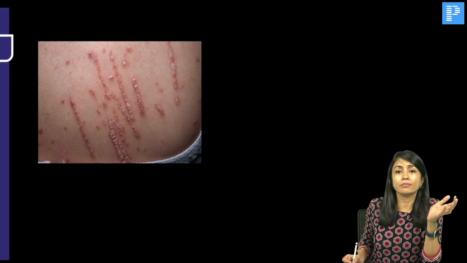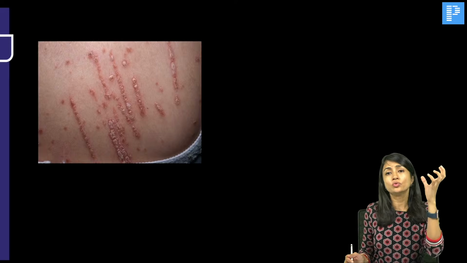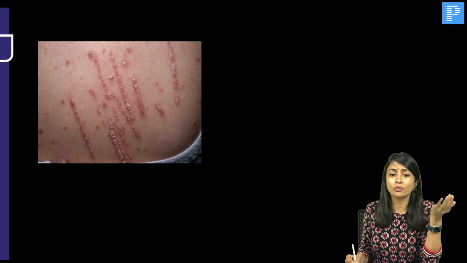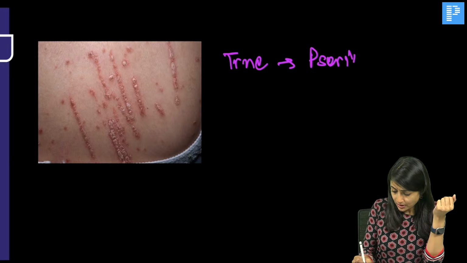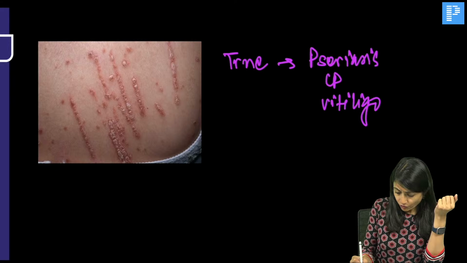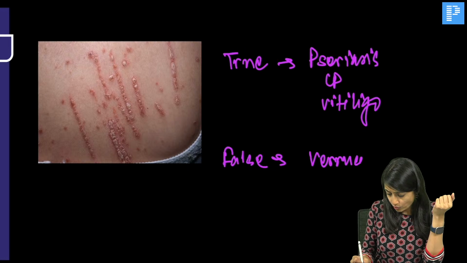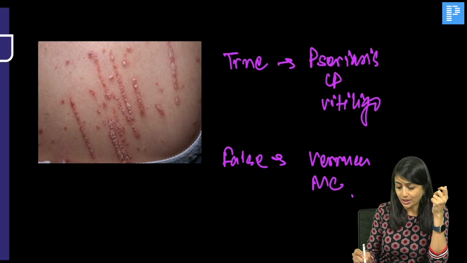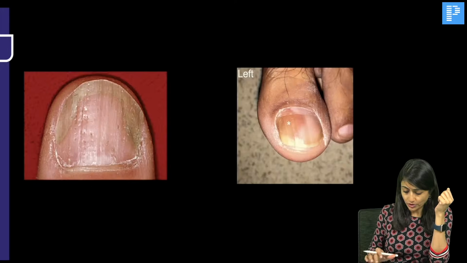Koebner's phenomenon is something that you should be able to identify. Koebner's phenomenon is when you give a trauma to the skin, lesions of similar morphology develop along the lines of trauma. True Koebner's is seen with psoriasis, lichen planus and vitiligo. False Koebner's is seen with verruca or warts and molluscum. So, just you need to know this. Psoriasis, LP and vitiligo you see true Koebner's, and verruca and molluscum you see false Koebner's.